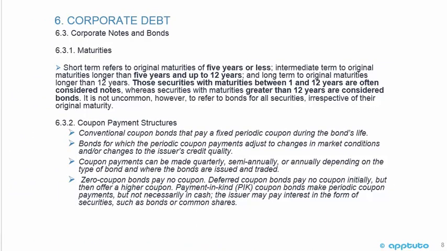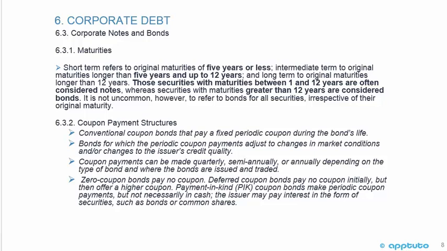Continuing with corporate debt, we're now going to look at corporate notes and bonds. The first thing that we're going to look at is maturities. Short term refers to original maturities of 5 years or less. Intermediate term refers to original maturities longer than 5 years and up to 12 years. So an intermediate term is 5 years to 12 years. And long term is original maturities longer than 12 years.